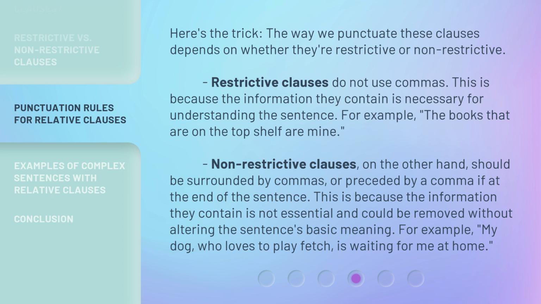Non-restrictive clauses, on the other hand, should be surrounded by commas, or preceded by a comma if at the end of the sentence. This is because the information they contain is not essential and could be removed without altering the sentence's basic meaning. For example, my dog, who loves to play fetch, is waiting for me at home.